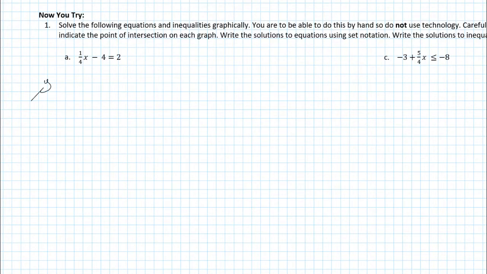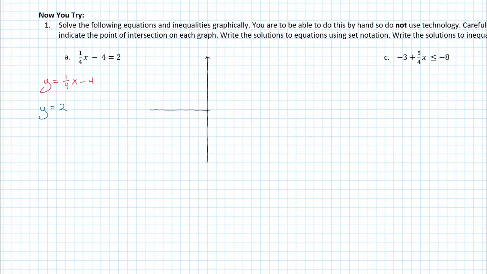We want to write y equals 1/4 x minus 4 as one of the graphs that we're going to make. I'll make that one red. And then we want to do y equals 2 for our second equation. And so we want to graph both of these. I'm going to go ahead and draw my axes.